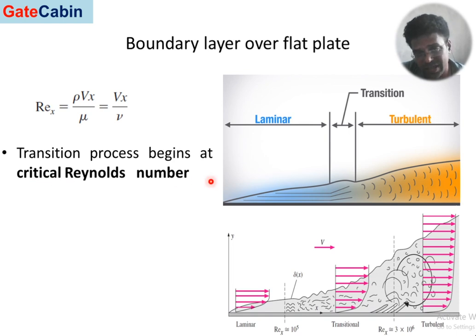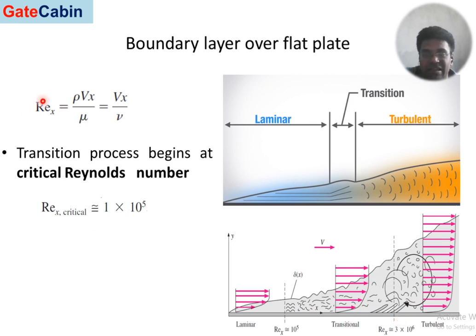So beyond this critical Reynolds number, the transition phase from the ordered pattern to an unordered and random pattern takes place. For a flat plate, the critical Reynolds number comes around 1 x 10^5. And at the point where the flow tends to become turbulent in nature, the Reynolds number can be 3 x 10^6.